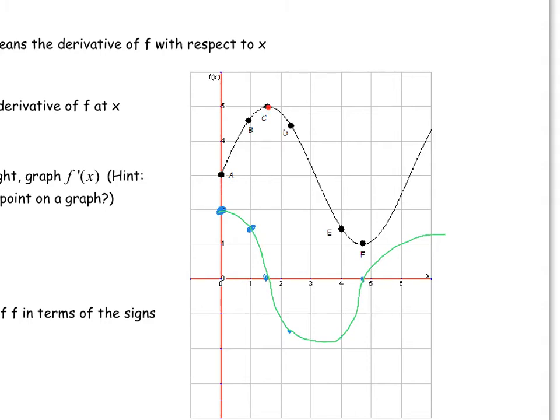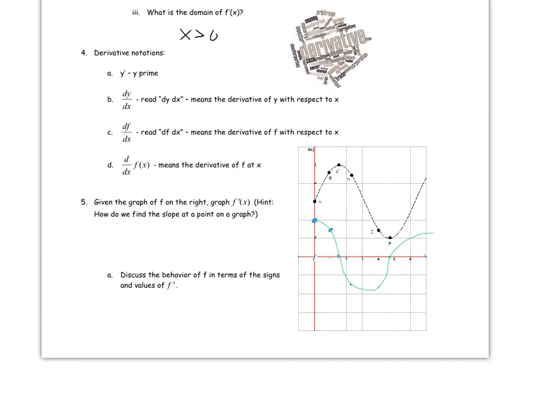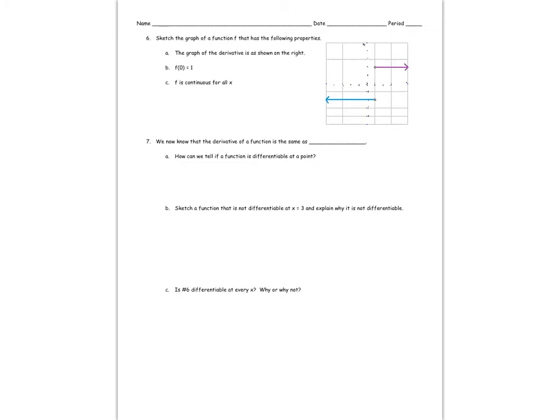When f is decreasing or has a negative slope, f prime must be below the x-axis, because that's where the y values for f prime, which represent the slope of f, are all negative. So you must have negative y values on your derivative graph when your slope is actually negative. And then I think that's good enough for now for that particular thing. Okay, moving on to the last page.